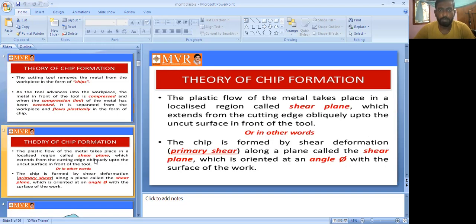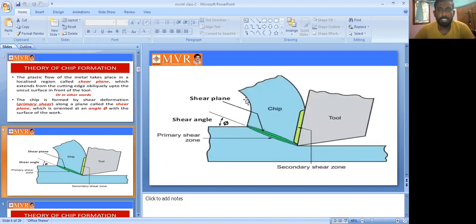Next, see here, the region where the plastic flow of the metal takes place in a localized region is called the shear plane. In this diagram, we have the chip, the tool, the secondary shear zone, the shear angle, the primary shear zone, and the shear plane.